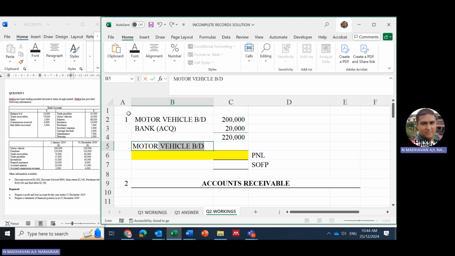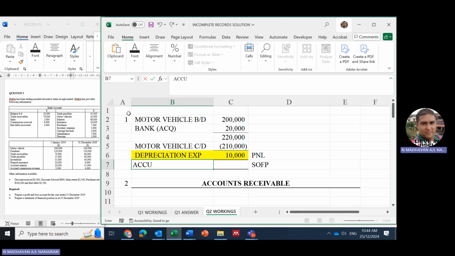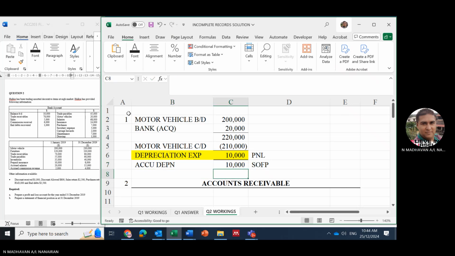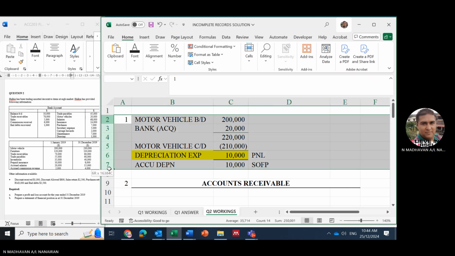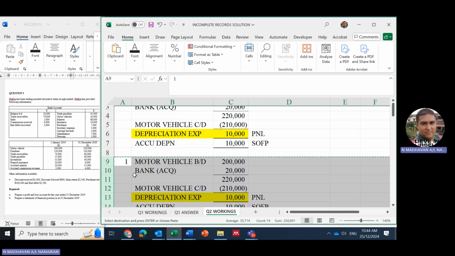Next, motor vehicle carried down. How much? 210,000. So depreciation will be 10,000 and accumulated depreciation will be. Are you all with me? Okay. Do we have to do the same thing for furniture? Yes. So let's do furniture.